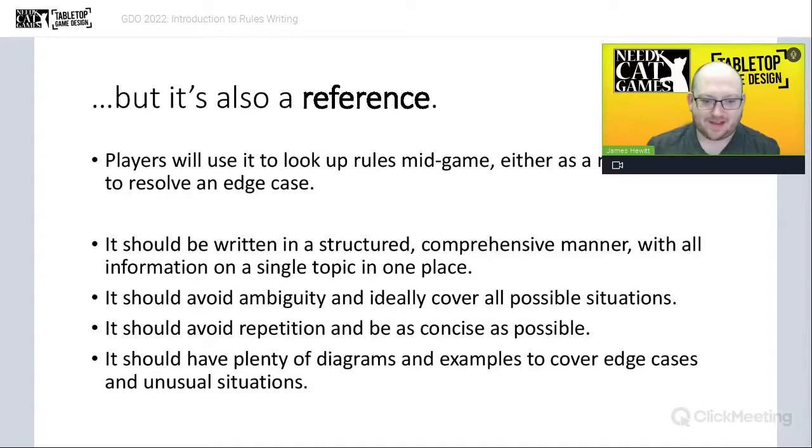To make that easier, it has to be written in a structured, comprehensive manner, nice and tight, all the information for one topic in a single place, lots of chunky information. You should avoid ambiguity and cover as many possible situations as you can. You really want to be comprehensive in your rulebook. You want to avoid repetition and be as concise as possible.